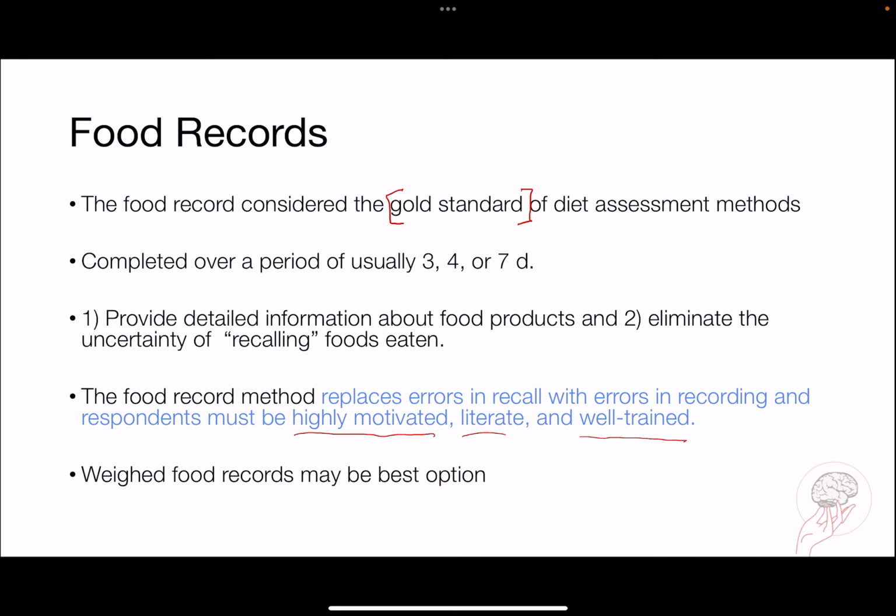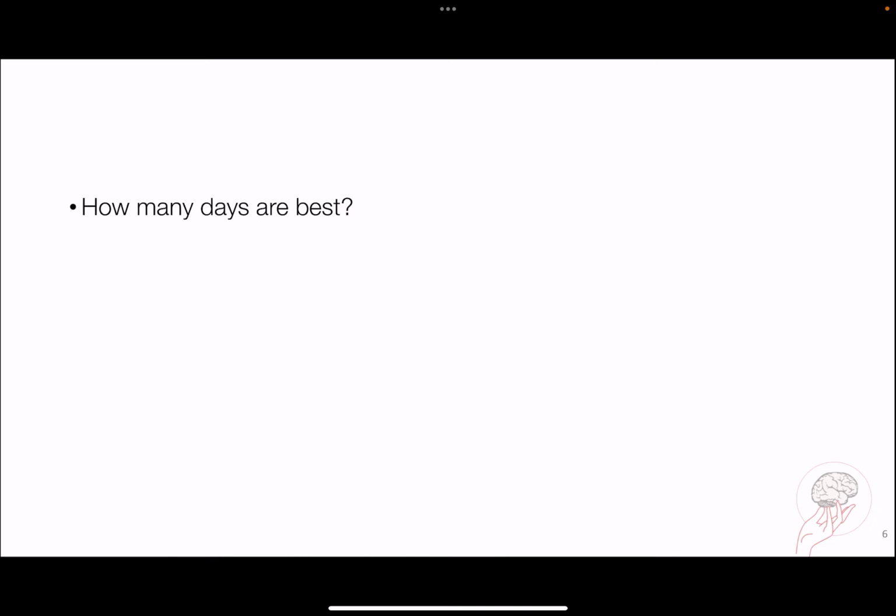Weighed food records are the best option, but this requires that your participant has a scale in their home. The scale has to be accurate. They have to measure everything. It's rather tedious. So how many days are best? Like I said, really, the more, the better.